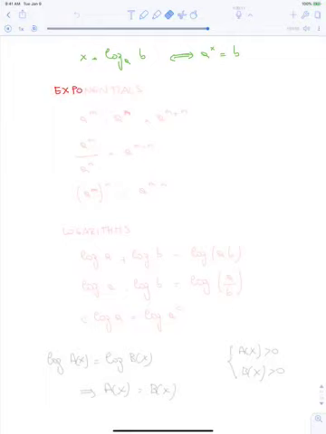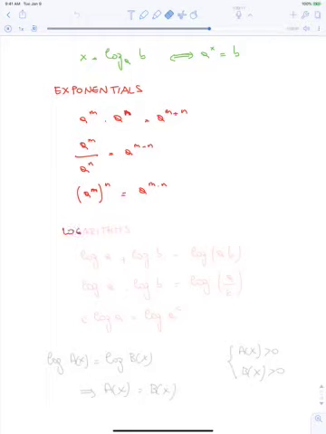So we said that for the exponentials, a power m times a power n is equal to a power m plus n. A power m divided by a power n is equal to a power m minus n. And a power m, then everything power n, is equal to a power m times n. Now for the logarithm, using the relationship above, we can obtain a similar set of rules.